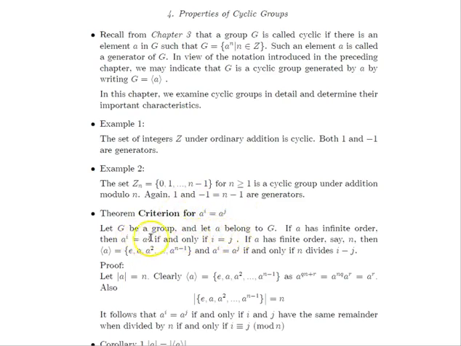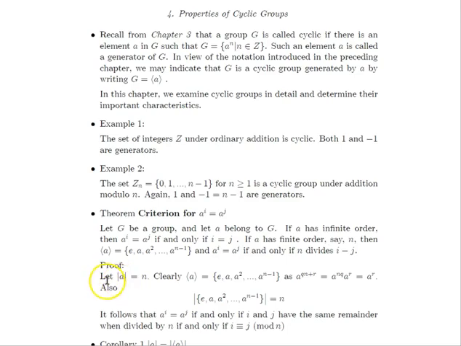Theorem: let G be a group and let a belong to G. If a has infinite order, then a to the i is equal to a to the j for two integers i and j, if and only if i is equal to j. If a has finite order, say n, then the cyclic group generated by a consists of these powers of a from 0 to n-1, and a to the i is equal to a to the j for two integers i and j, if and only if n divides i minus j.